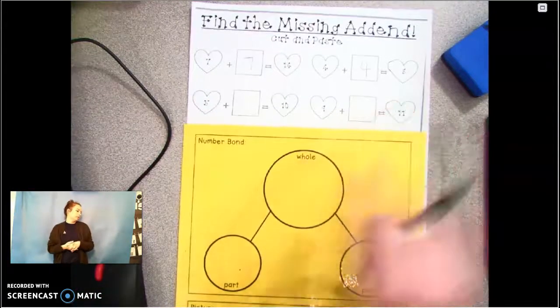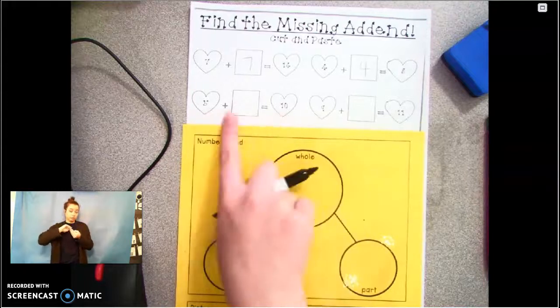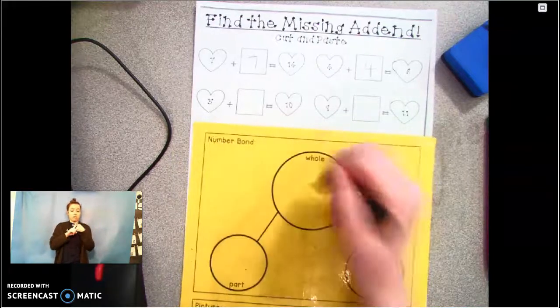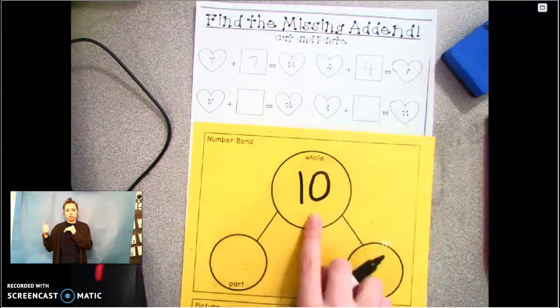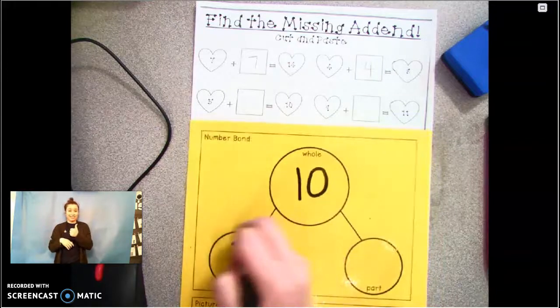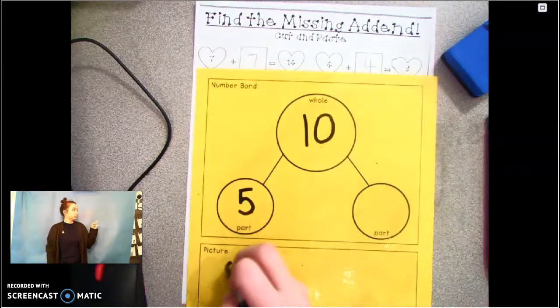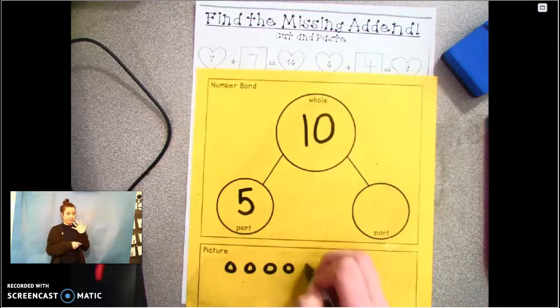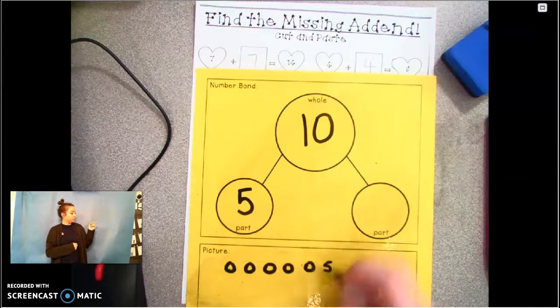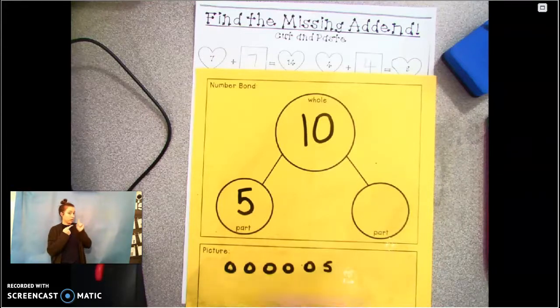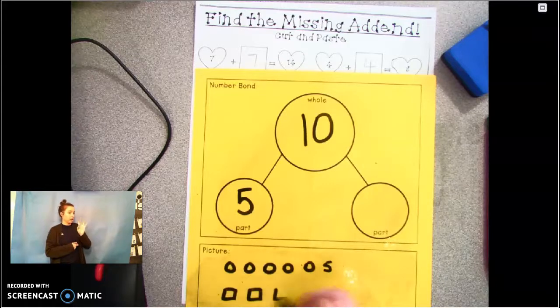All right. Now our whole number, we have 5 plus something equals 10. 10 is my whole, or my answer. And one part is 5. So I'm going to do the same thing where I draw 5 circles. And then I'm going to count squares until I have 10. So 5, 6, 7, 8, 9, 10.